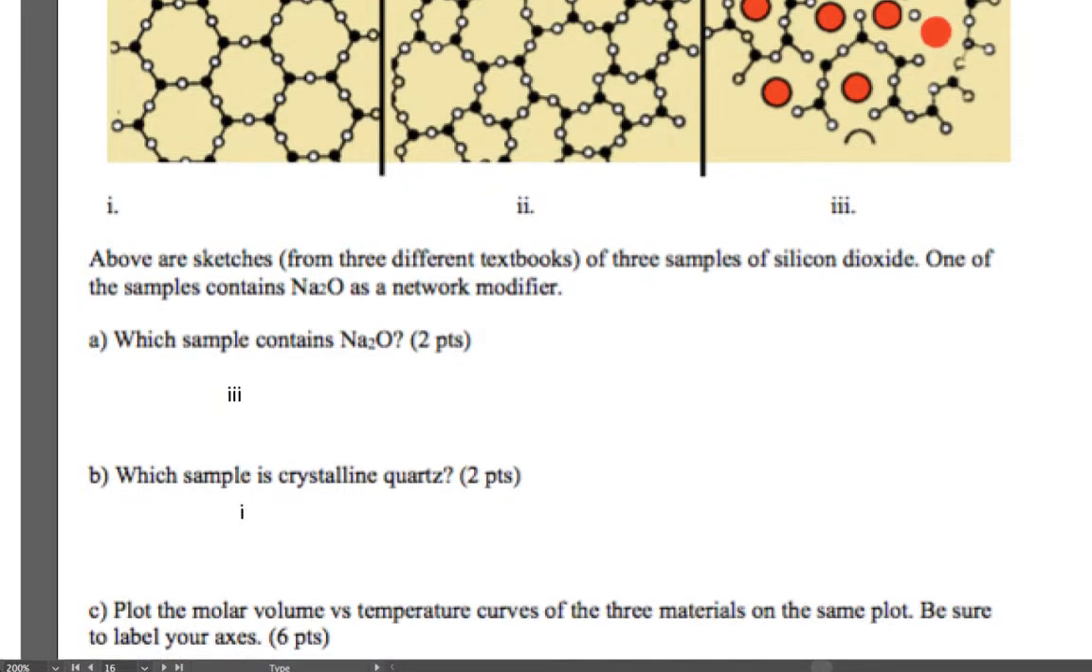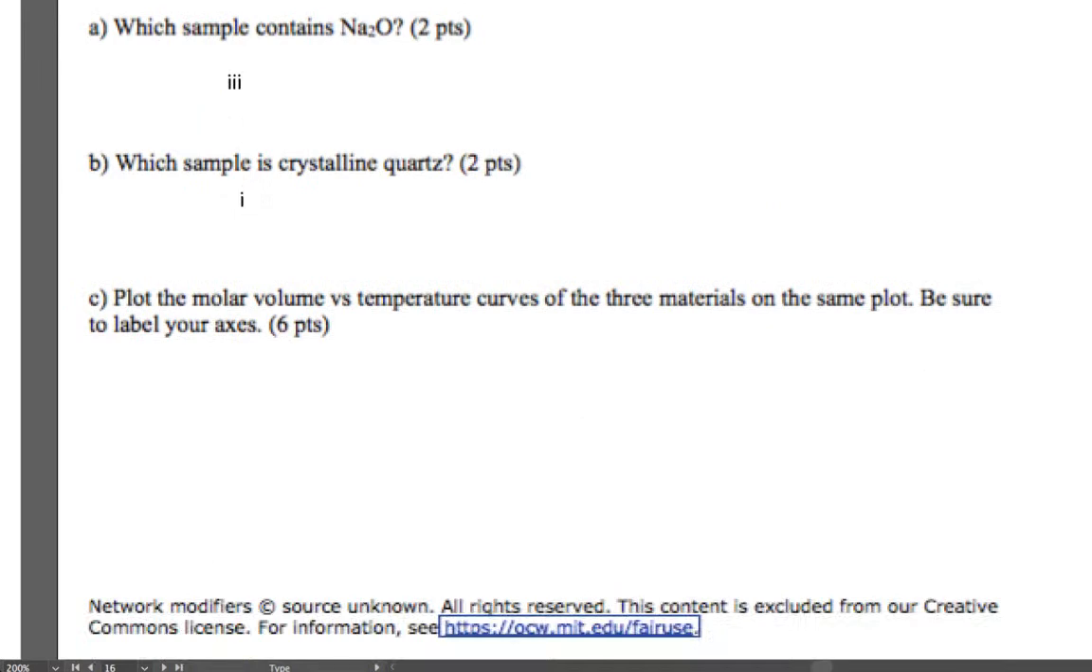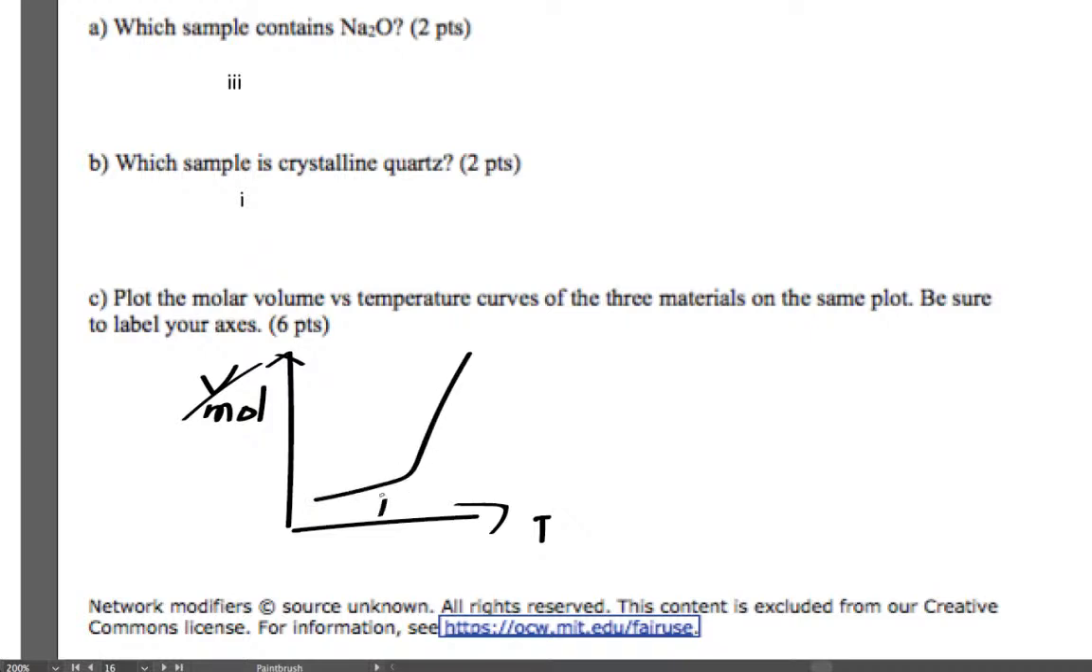Plot your molar volume versus time, and be sure to label your axes. For this, it's actually pretty simple. That's T, and this one here is V per mole. So you basically have this part 1 here. That would be Tm. No, sorry, it should be something like this. There we go. And then you've got these parts here. This would be your scission.